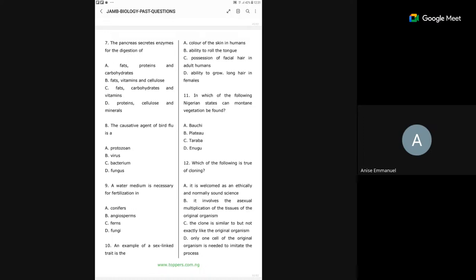So the D option is saying growing long hair. Growing long hair doesn't have to do with gender. If males keep their hair, there's a high tendency that they also have very long hair. So the answer to this question is Option C, possession of facial hair in adult humans, because we find that mostly in males. It is peculiar to a particular gender, so it is called a sex-linked trait.